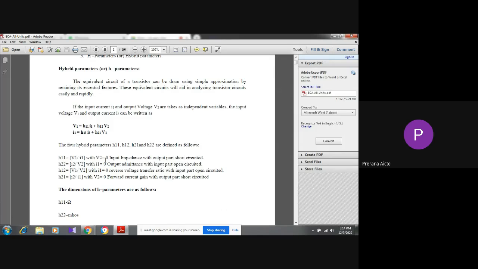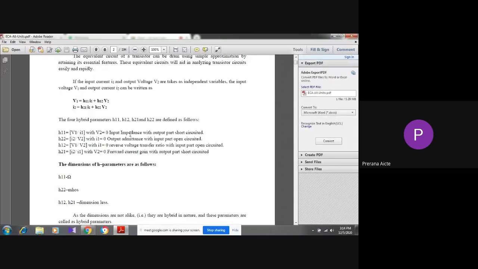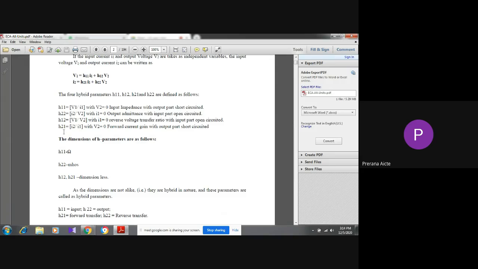What is H11? Input impedance with output short circuited. The condition to calculate H11 is that the output must be short circuited. Next, H22 is output admittance, and the condition is that the input must be open circuited. Next, H12 is called reverse voltage gain, and the condition is that the input is open circuited. Similarly, H21 means forward current gain, with the output short circuited. These four H parameters are very, very important to analyze transistor circuits.